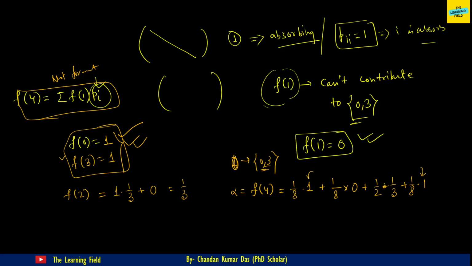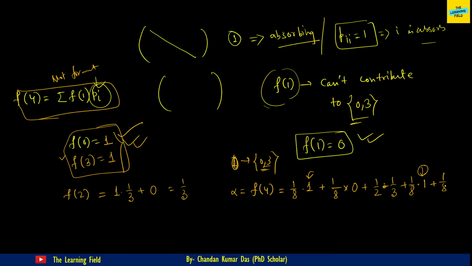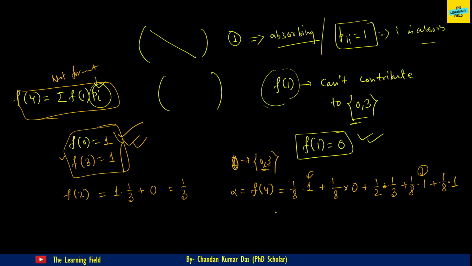See, F1, F0 and F3, these are their own class, no? So these probabilities are 1 and 1. Fine. And here also F4 to 4, one loop is also present. So 1 by 4, 1 by 8 actually. So 1 by 8 into this probability is also going to be 1, because in this loop, this 4 to 4 loop gives one contribution, 4 to 4. So this is also 1.